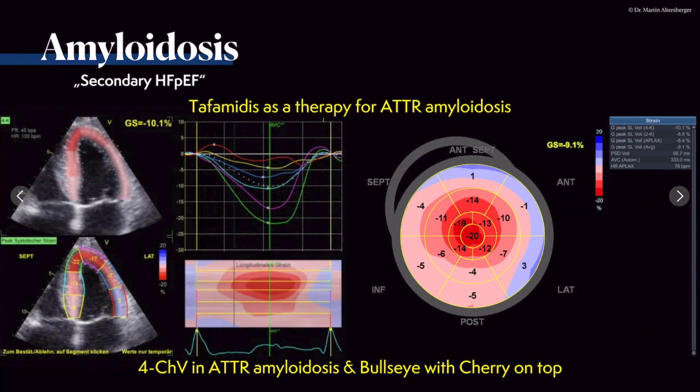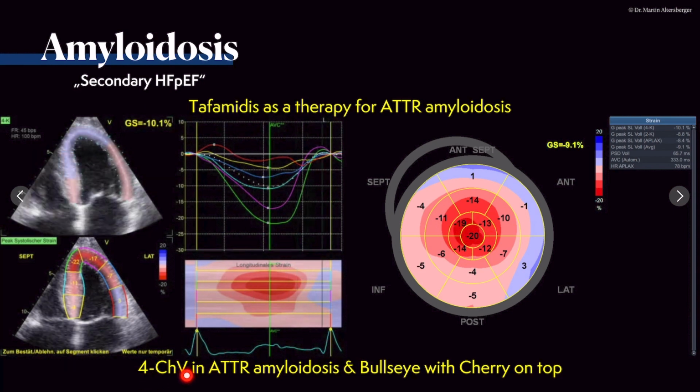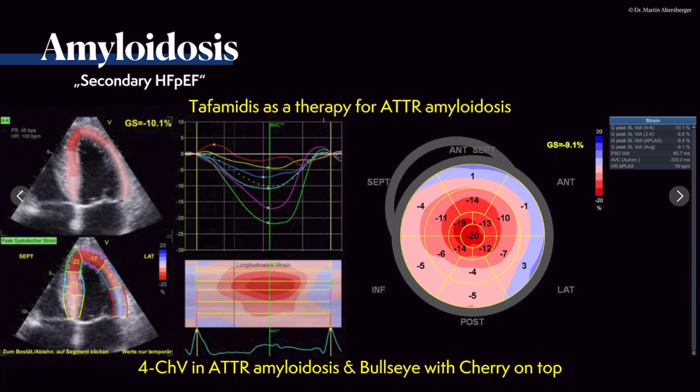This is another example of this patient. We do see this apical sparing. We have the 4-chamber view in the ATTR amyloidosis with the bull's-eye display and this nice cherry on top, so this apical sparing. And this patient received a therapy for his disease, so tafamidis you can use as a therapy for ATTR amyloidosis.